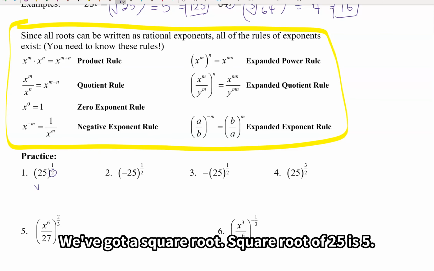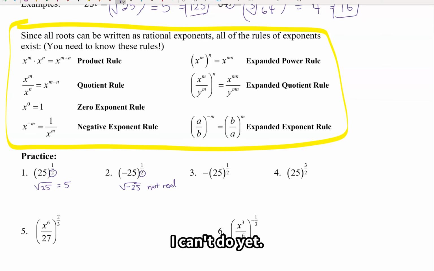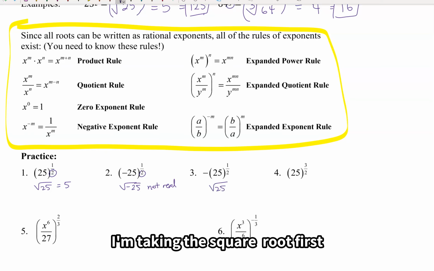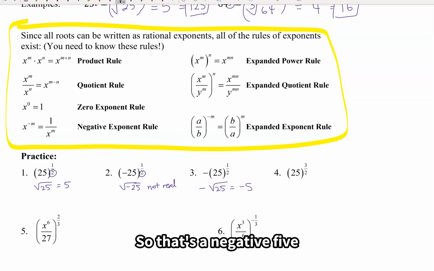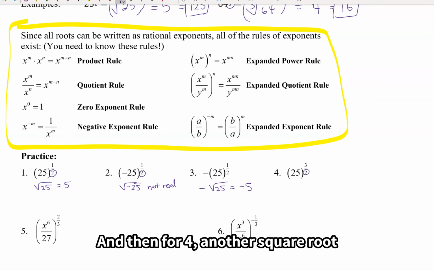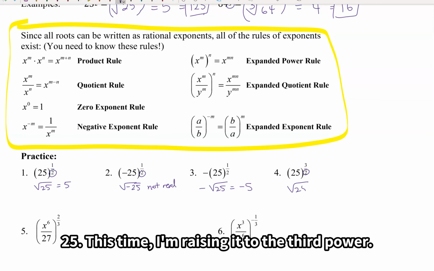We've got a square root. Square root of 25 is 5. Another square root. Square root of negative 25, I can't do yet. Here I've got 25 to the 1/2. I'm taking the square root first and then tacking on the negative. So that's a negative 5. The negative's on the outside, not underneath the radical. And then for 4, another square root, 25. But this time I'm raising it to the 3rd power.